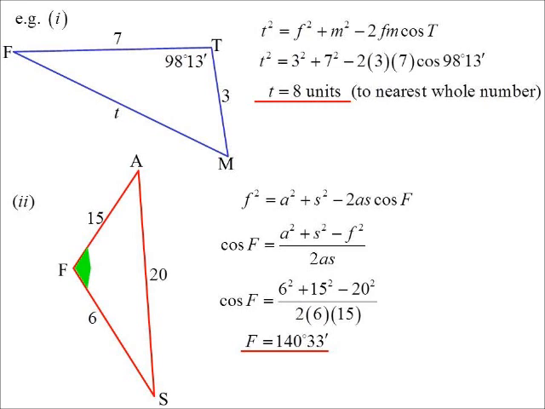Now, the nice thing about cosine is you do get obtuse angles. So you don't have that problem like you do with the sine rule. It will bring out the obtuse angles straight away.